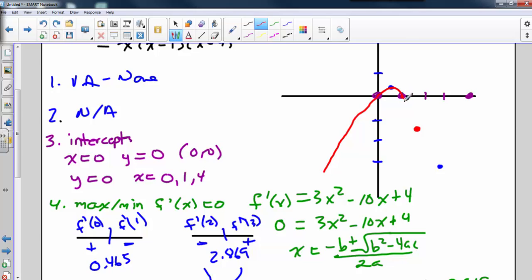Up to that point, my curve is still concave down. At that point, it starts to curl to be concave up. And as much as I can't draw it very well freehand, that is my curve.